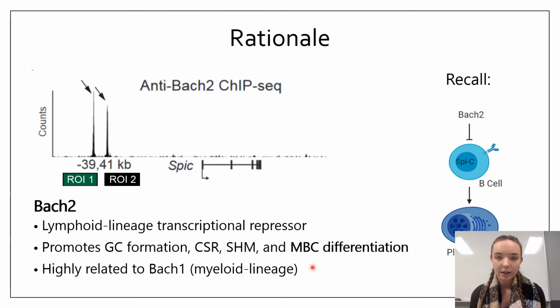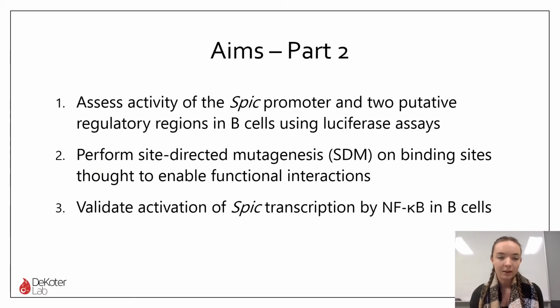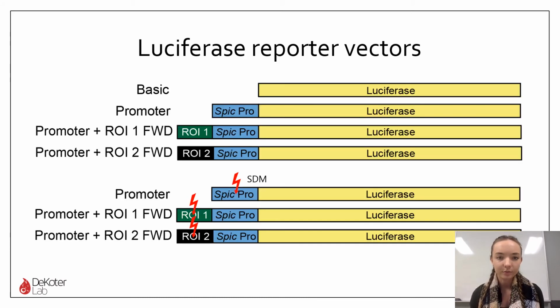And this is highly related to the transcription factor BOC1, which we know is a constitutive repressor of Spi-C in the myeloid lineage. And this is the pathway that we propose. The aims for this project: first, to assess activity of the Spi-C promoter in these 2 putative regulatory regions in B cells with luciferase assays. Next, to perform site-directed mutagenesis on binding sites of interest. And then validate activation of Spi-C transcription by NF-kB in B cells, which I'll touch on in just a moment.